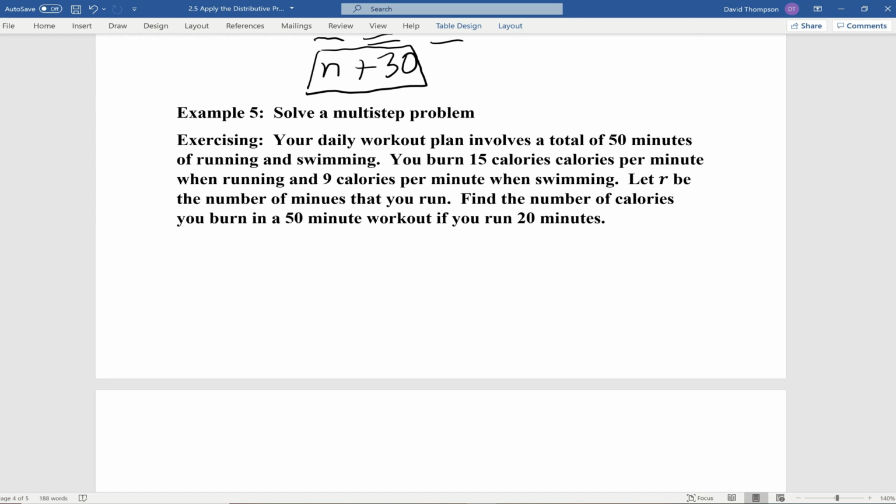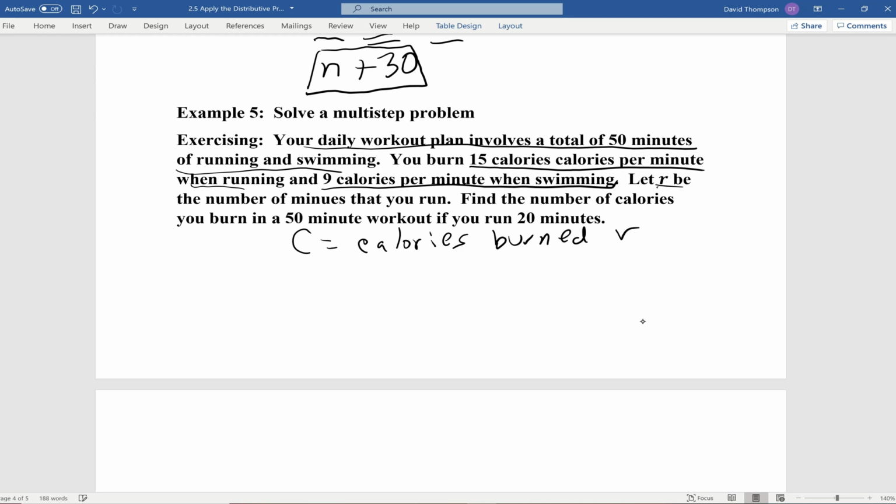So to start, let's say C is the amount of calories burned. So you burn 15 calories per minute when running, 9 calories per minute when swimming. Your daily workout routine involves 50 minutes of running and swimming. And we know R is the number of minutes you run. So R equals running. So let's write our expression.